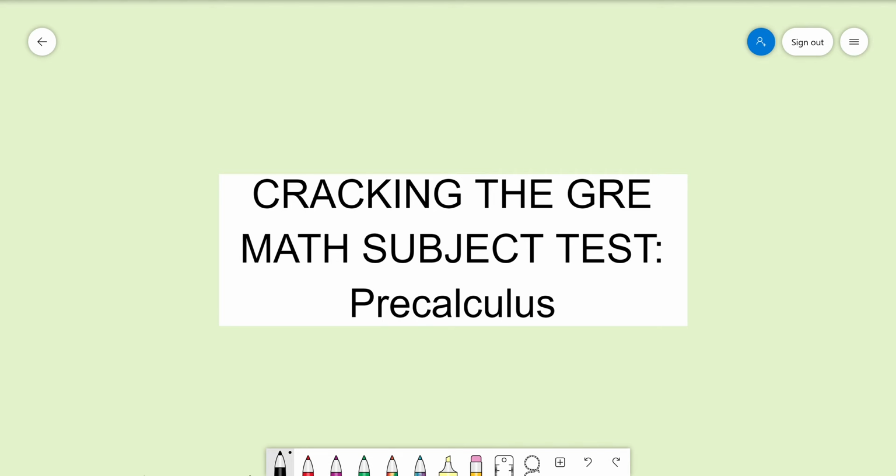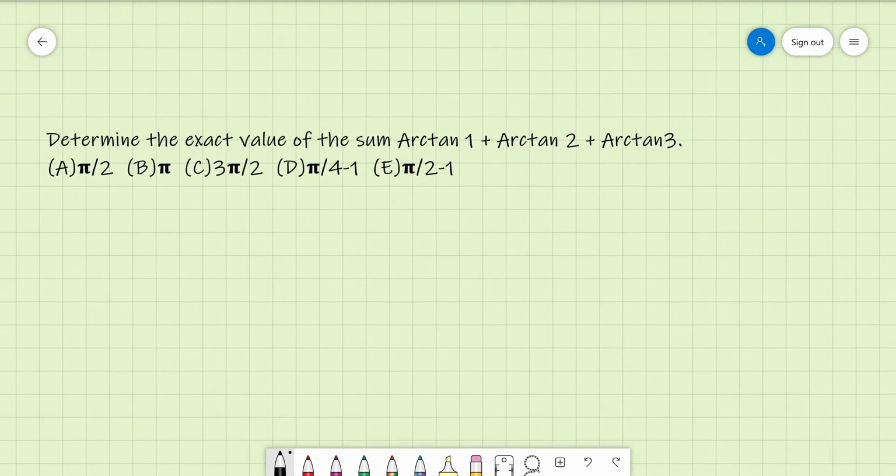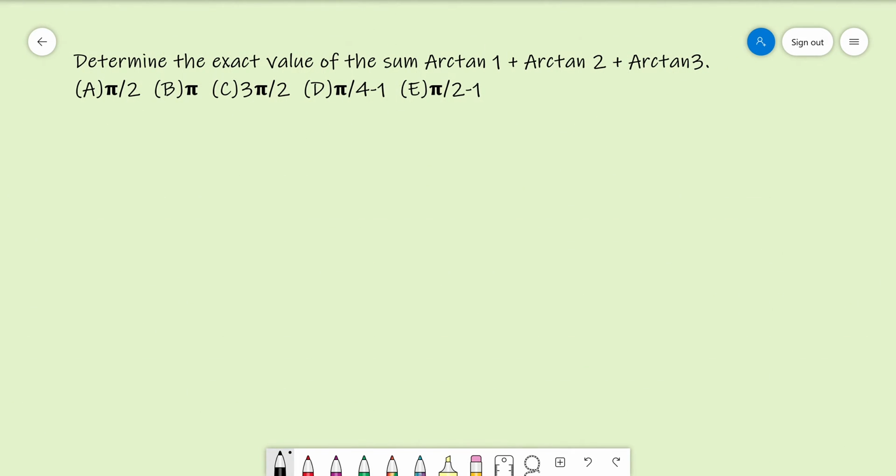This is our last question of the Precalculus chapter. We're looking for the value of arctangent of 1 plus arctangent of 2 plus arctangent of 3. This is a pretty tricky question, and I'll tell you why.